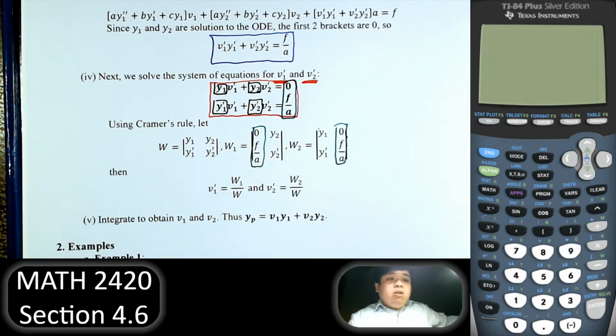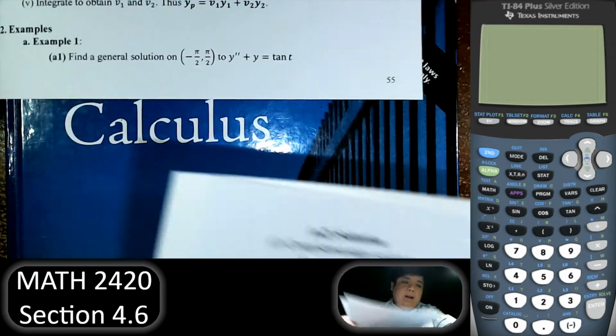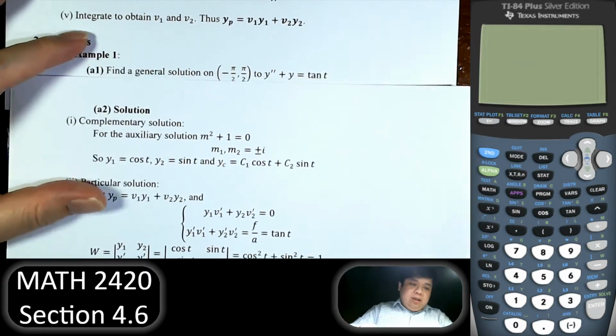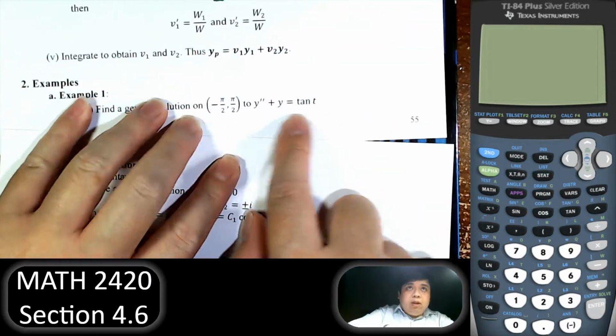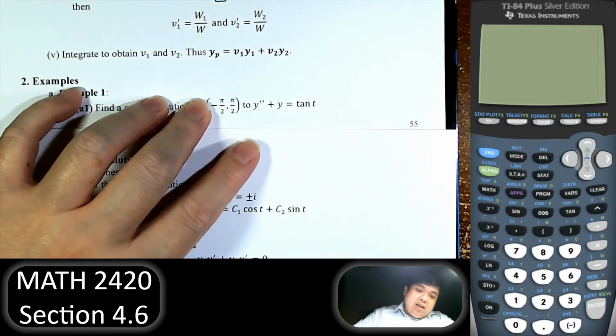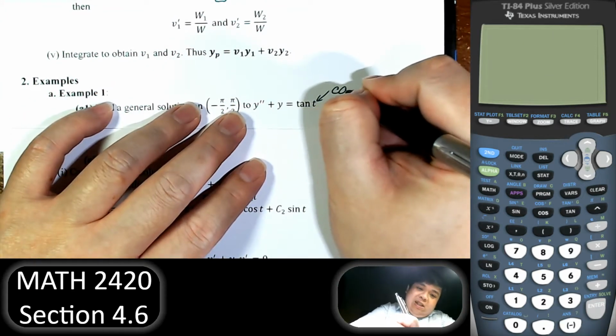Right, so let's look at one example that has a worked-out solution. So this is our problem. And if it is tangent of t, we cannot guess.